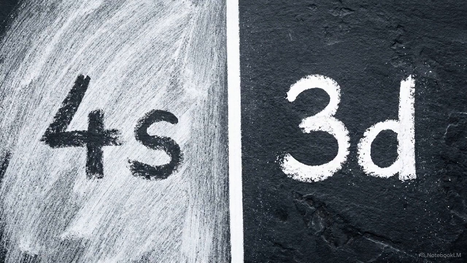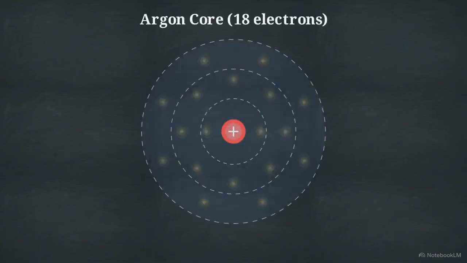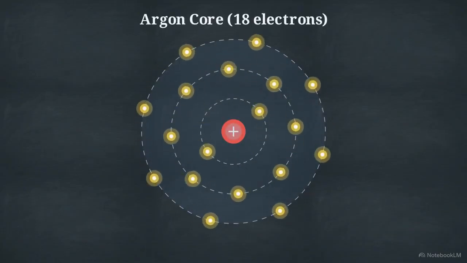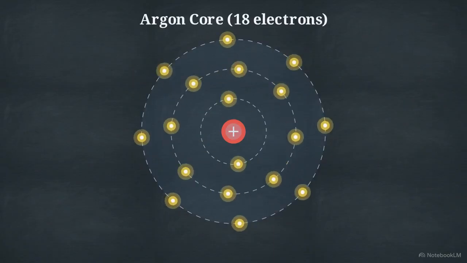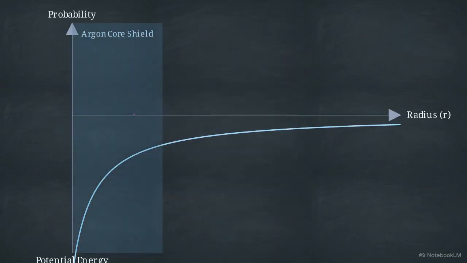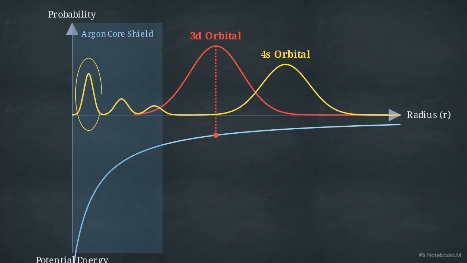We can now resolve the specific competition between the 4s and 3d orbitals that broke the rules in Act 1. Both orbitals attempt to form outside a dense inner core of 18 electrons. The 3d orbital lacks radial nodes, staying outside the shield with high energy. In contrast, the 4s orbital's inner antinodes pierce the core. Even with its bulk further away, it briefly reaches the potential energy well's bottom.